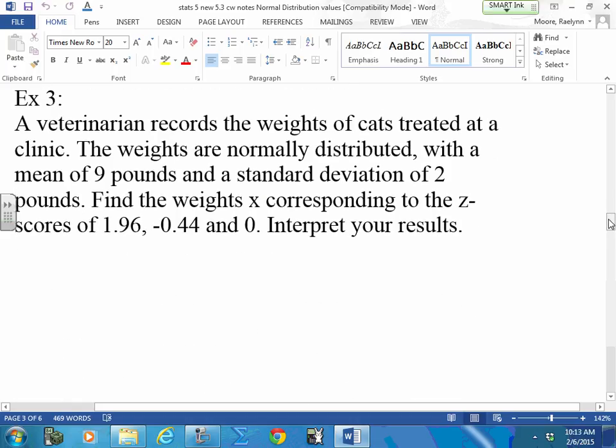Example 3. Give me a second here. Page 254. It says, and this is 254. This is why we really work on this part of it. These are the important parts.